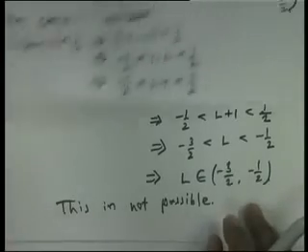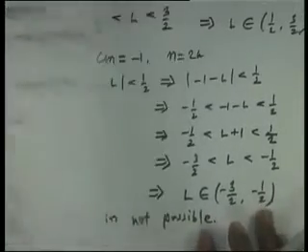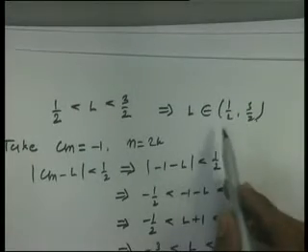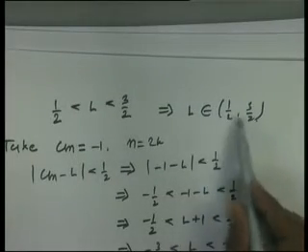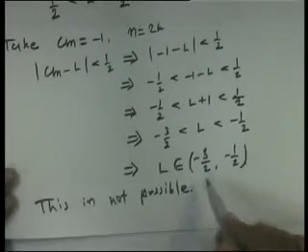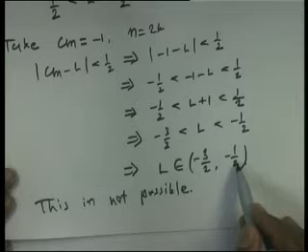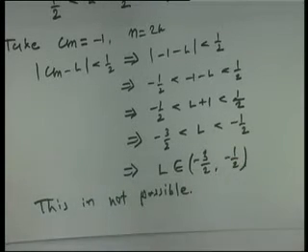We have seen that this finite single value belongs to the interval minus 3 by 2 to minus 1 by 2, and also to the interval 1 by 2 to 3 by 2, and this is not possible. Therefore, our supposition is wrong, and hence this sequence is not convergent. Slide please.